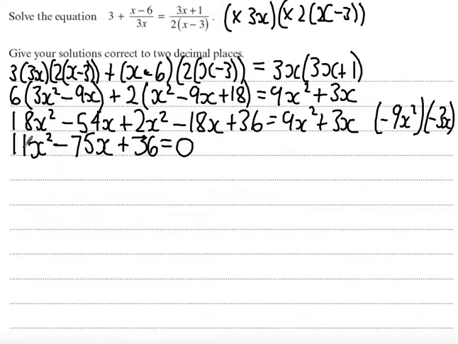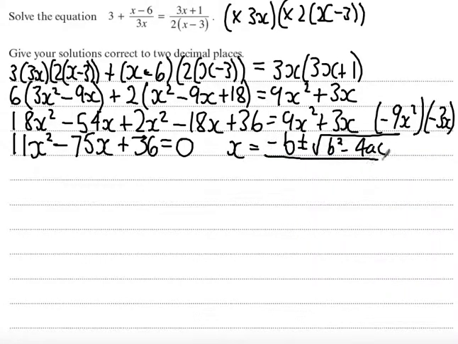Now, I'm not going to try and factorise into brackets, where I'd have to do quadratic working with 11 times 36. Plus, the question says to give the answer to 2 decimal places, so I suspect that we're going to be using the quadratic formula. So x equals minus b plus or minus the square root of b squared minus 4ac, all over 2a.